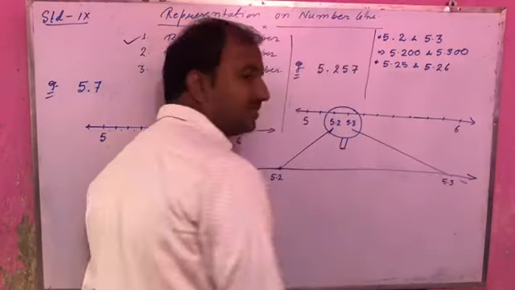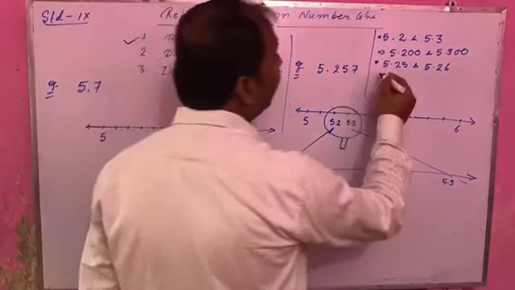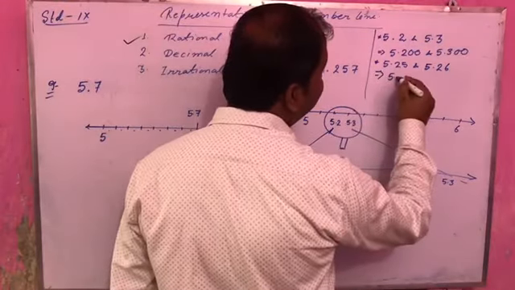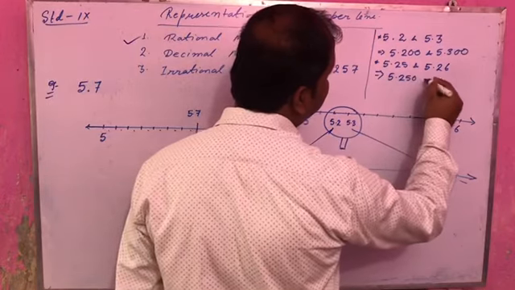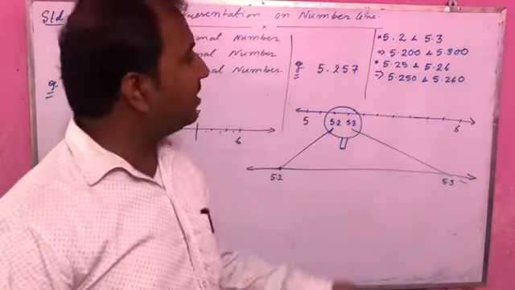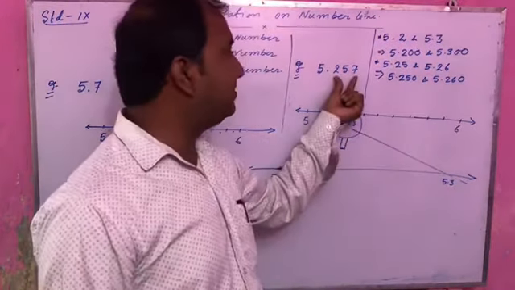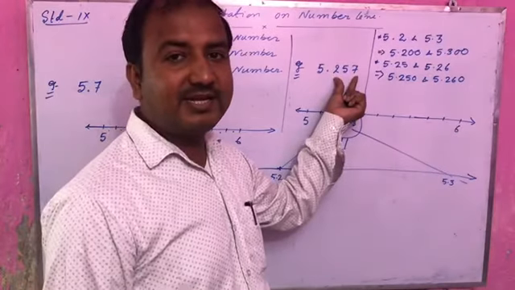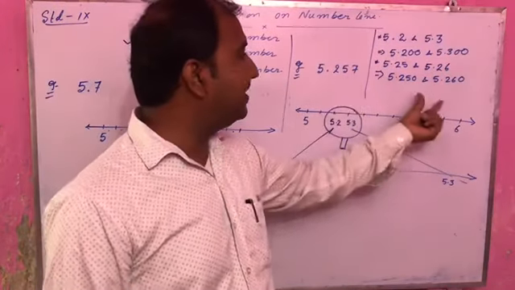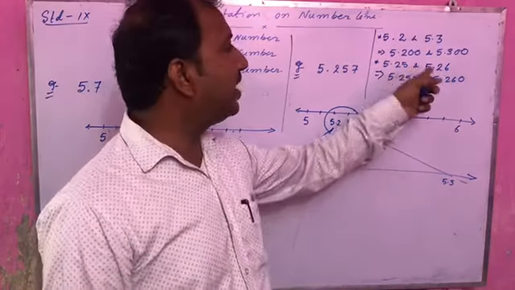Just after this, if you do not agree, make it like this and you will see 5.250 and 5.260. Here you have got 250 and 260. 250 से ज़्यादा है, 260 से कम है. मतलब this will lie between these two. Means finally we will have to represent 25 and 26.